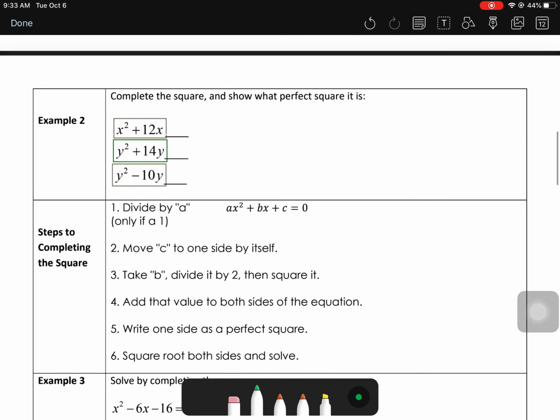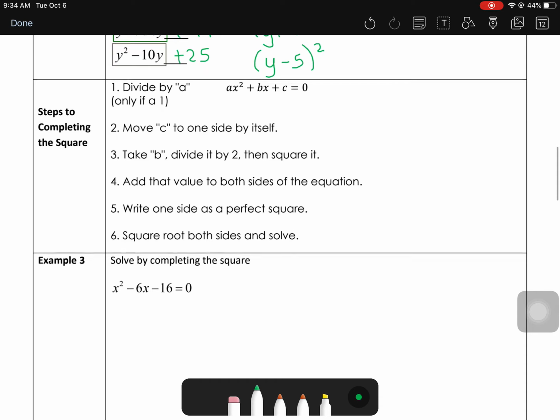So completing the square and showing what the perfect square is, divide the b value by 2, which would be 6, and square it, which would be 36. This would be x plus 6, the quantity squared. Remember that this number is just the b value divided by 2. 14 divided by 2 is 7. 7 squared is 49. So when we factor it, it's y plus the b value, the quantity squared. Negative 10 divided by 2 is negative 5. Negative 5 squared is positive 25. So this is going to be y minus 5, the quantity squared.